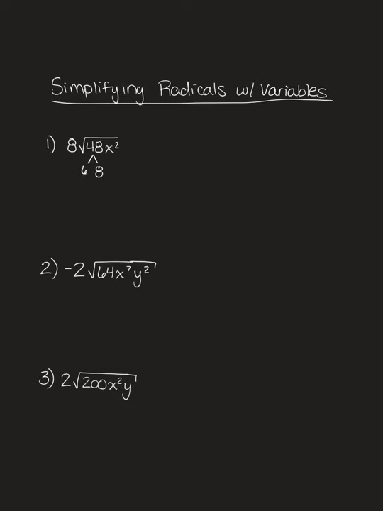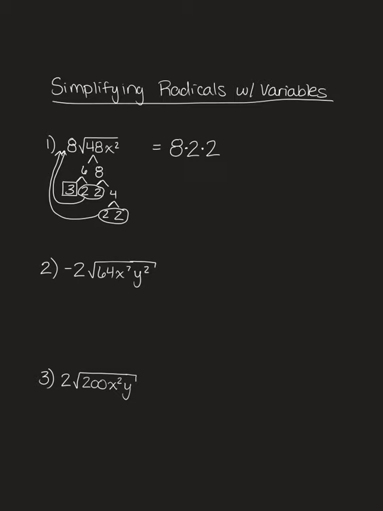So 6 and 8. I can break down 6 into 3 and 2, 8 into 2 and 4, and then 4 into 2 and 2. Because this is a square root, I'm looking for groups of 2. So I have one group there, another group there, and the 3 is all by itself. So one 2 will come out from that pair, another 2 will come out from that pair, and the 3 will stay inside. So as of right now, I will have 8 times 2 times 2.